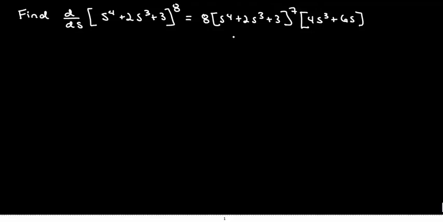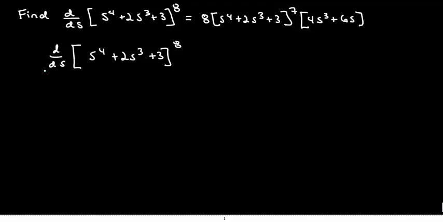That's the derivative. Now, you don't want to actually take this and multiply it out 8 times. I mean, that's going to be a mess. Now, here's notationally what's going on. We have d/ds of (s to the fourth plus 2s to the third plus 3) to the eighth. Now, don't shut the video off at this point. This is the part that's actually important.